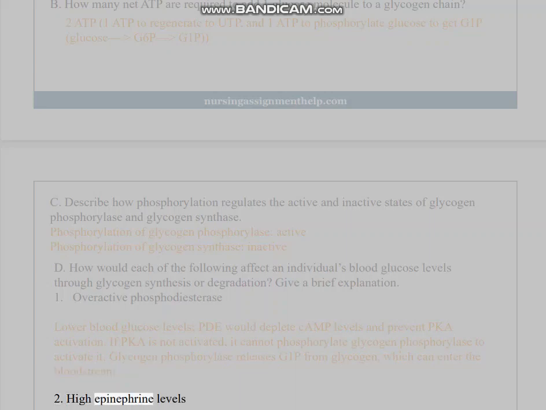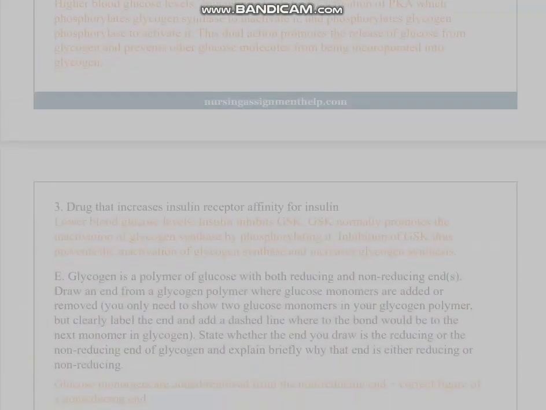2. High epinephrine levels. Higher blood glucose levels. Epinephrine leads to the activation of PKA, which phosphorylates glycogen synthase to inactivate it, and phosphorylates glycogen phosphorylase to activate it. This dual action promotes the release of glucose from glycogen and prevents other glucose molecules from being incorporated into glycogen.